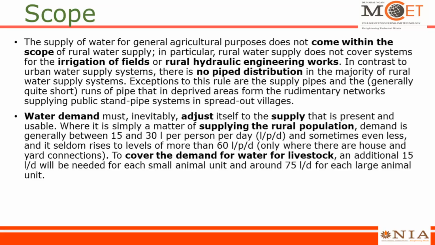So generally when we look at urban systems, the water demand is 135 LPD, right? A person uses 135 liters per day in urban areas. So in rural areas not much water is there, and you cannot have 135 LPD. So it is about 30 LPD, or at the best 60 LPD, plus about 15 to 20 for the livestock. So hardly it will cross 100 LPD.